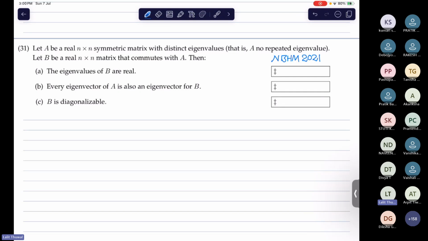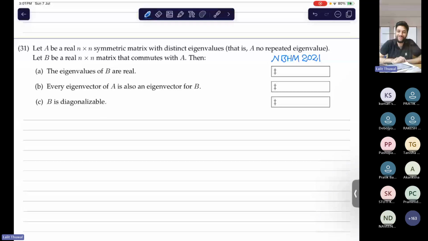So, all are true. All true. Okay. So many of you say that all are true. Okay, so can any one of you explain, please?